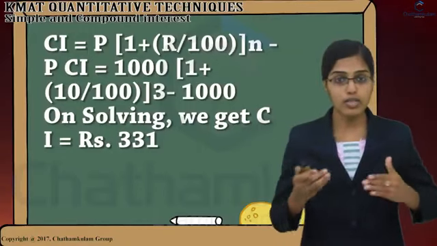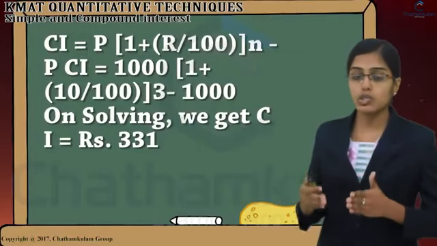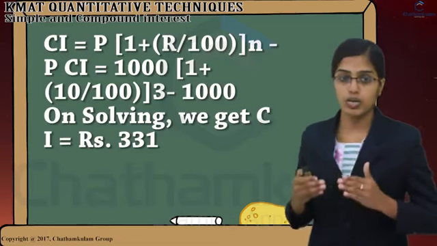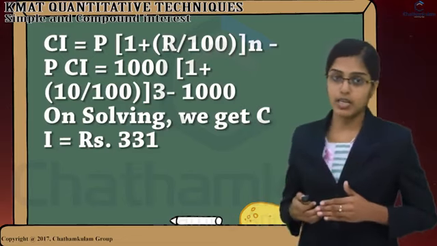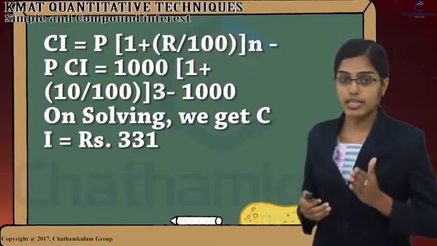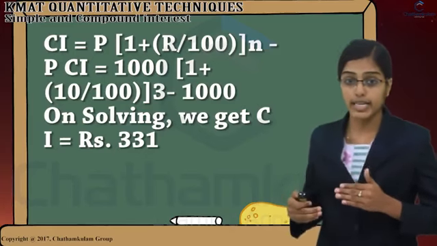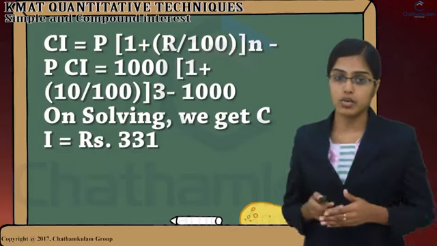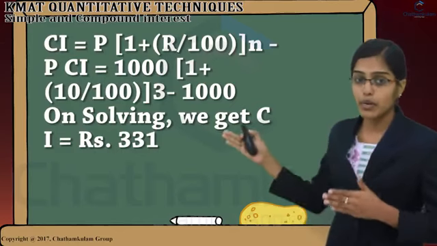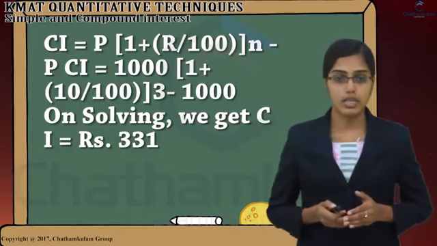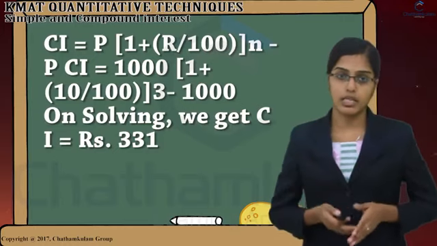So compound interest is equal to P into (1 plus R by 100) whole raised to N minus P. So compound interest is equal to 1000 into (1 plus 10 by 100) whole cube minus 1000. On solving, we get compound interest is equal to rupees 331.